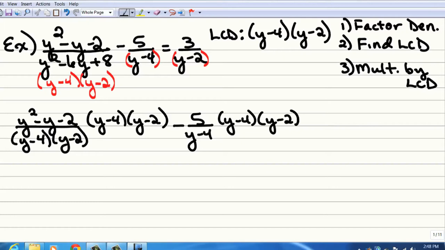Notice the LCD is going in the numerator, in the top, because it's understood to be over 1. We're not doing the top and bottom thing. We're just multiplying to reduce the fractions. And then our last piece.